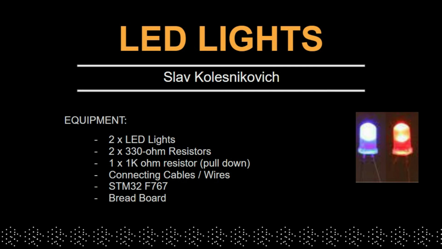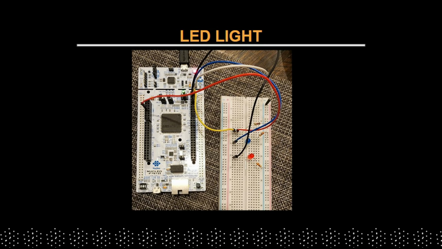Hello, my name is Slav, and my main part for the lab was to set up and write code for the LED lights to light up depending on the temperature. The equipment I used included two LED lights of two different colors, two 330 ohm resistors, a kilo ohm resistor, connecting wires, the STM32F767, and of course a breadboard. Here we have a snapshot of the LED light setup I made on the breadboard. I connected it with pins on the STM32.